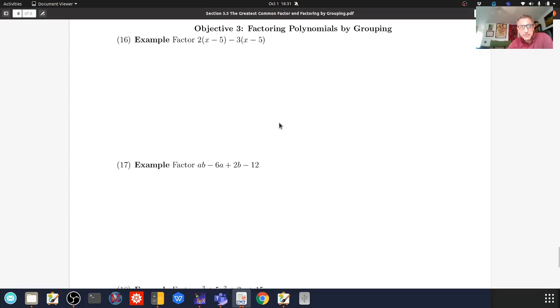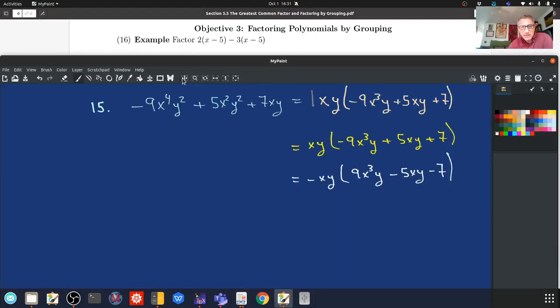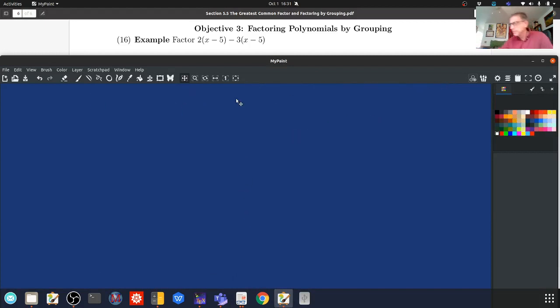So our last objective, this is a long lecture. Our last objective, I think our last objective, yes, our last objective is to factor polynomials by grouping.